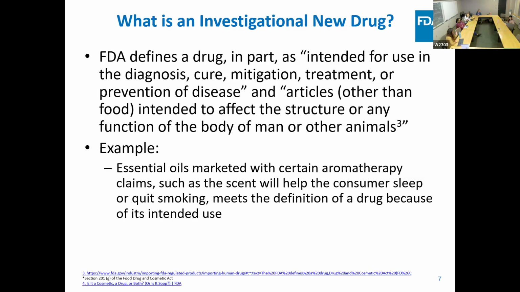So here's an example. Essential oils, we all see them in the Whole Foods sections. They're popular, they're widespread, they're used. Are they a drug? If you're just using them to make your house smell better, it's not technically under the definition of a drug. However, if you start marketing it by saying, oh, this can help you quit smoking, or this can help you sleep, then you're trying to mitigate or treat a disease, like tobacco use disorder. So really, intended use is extremely important for the FDA.